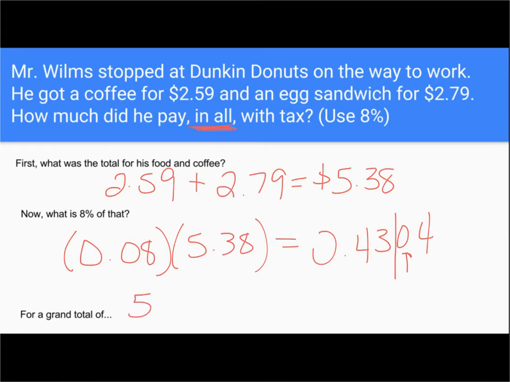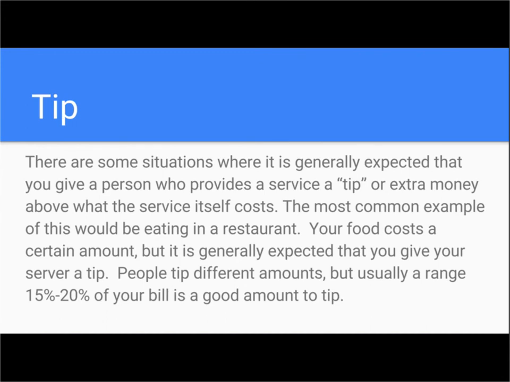So our grand total, we're going to take $5.38 plus 43 cents. $5.38 plus 43 cents, $5.81. So that's sales tax. Tip.